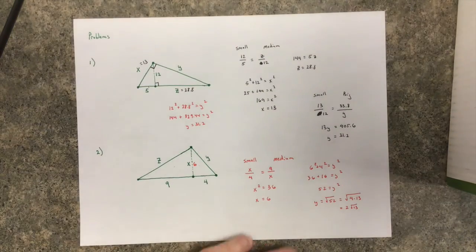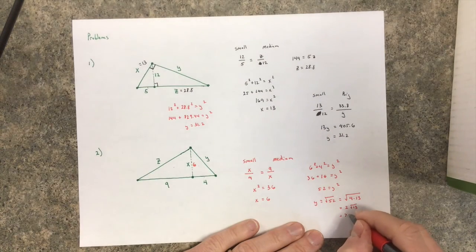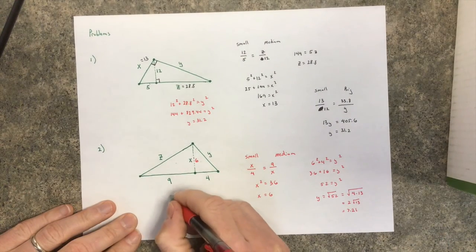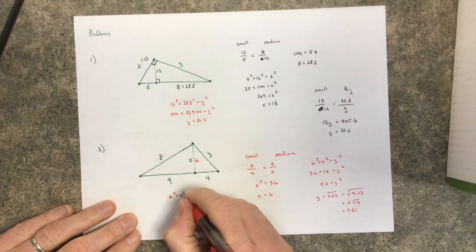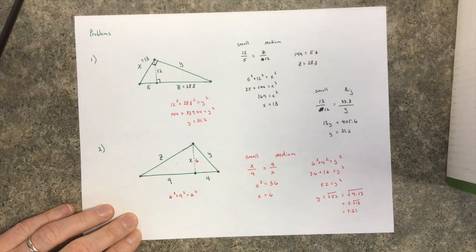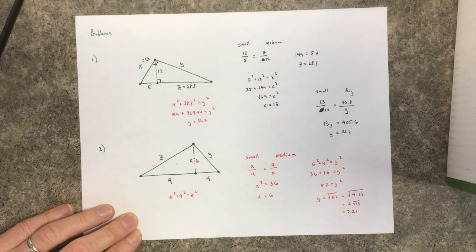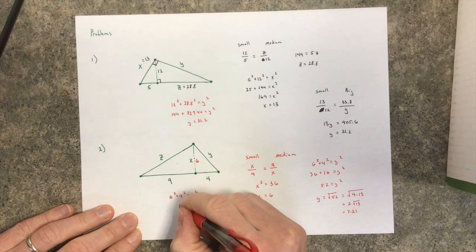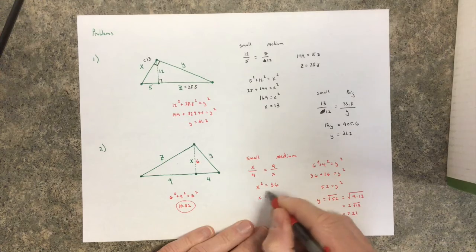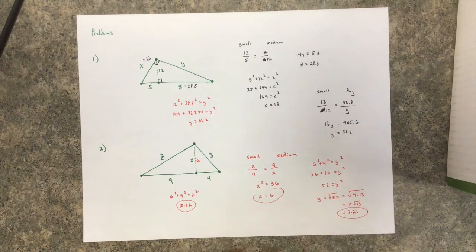Okay? And if I wanted z, I could do the same thing. I could say 6 squared plus 9 squared equals z squared. And that would just be 6 squared plus 9 squared, then take a square root of 117 and get around 10.82. Okay, so I would know x, I would know y, and I would know z.